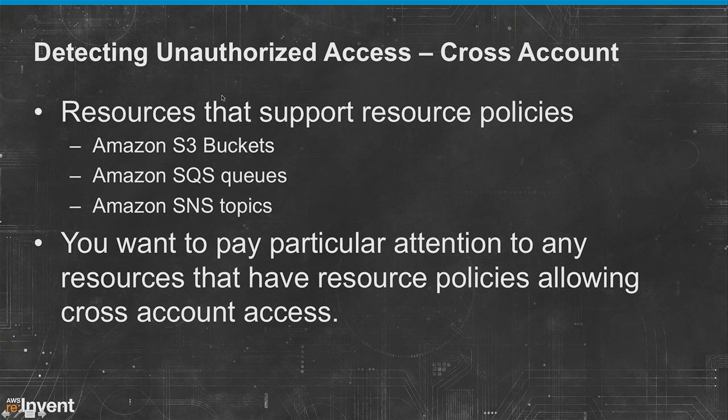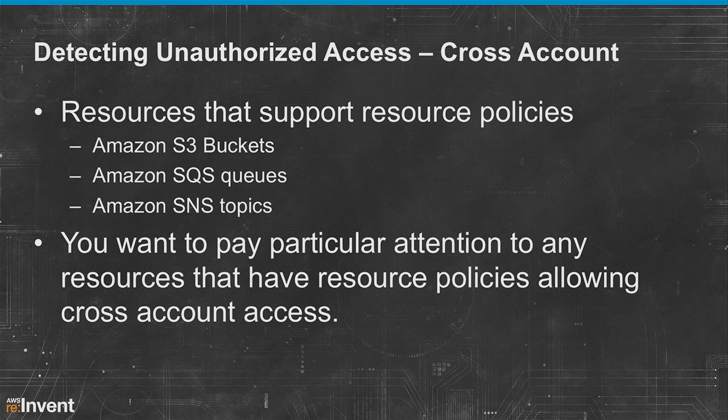Additionally, there are certain types of resources that can be configured to be shared with other accounts. This is typically done by attaching a resource level policy to that resource. These are things like S3 bucket policies, SQS queue policies, SNS topic policies, and because these policies control access to resources and can grant that access from outside of your account, they form part of the security perimeter of your account and therefore are something that you're going to want to monitor for changes.